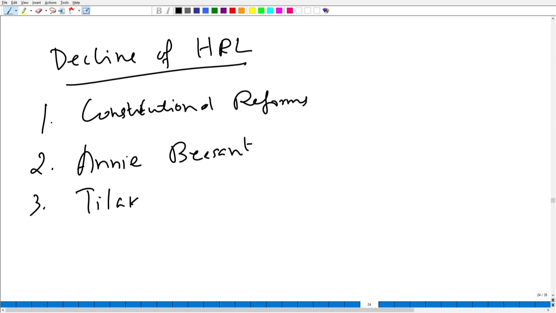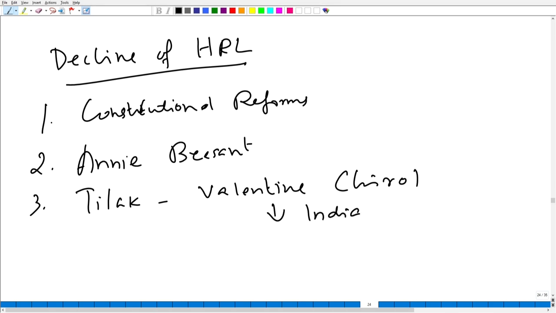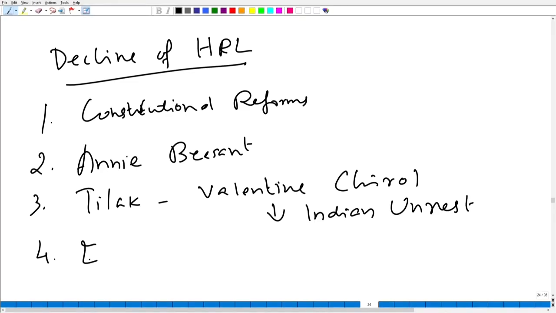Thirdly, Tilak was busy fighting a case against Valentine Chirol, the author of the book Indian Unrest. Lokamanya Balagangadhara Tilak was far away from India in Britain, busy fighting the case. It rendered the Home Rule League leaderless. Fourthly, the emergence of Gandhi totally eclipsed the movement. These were the reasons behind the decline of the Home Rule League.